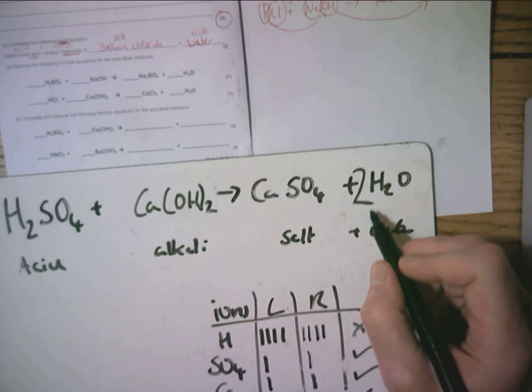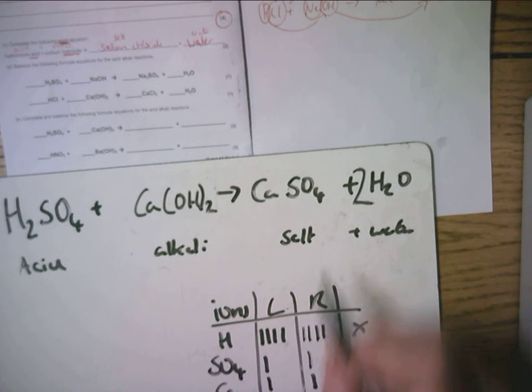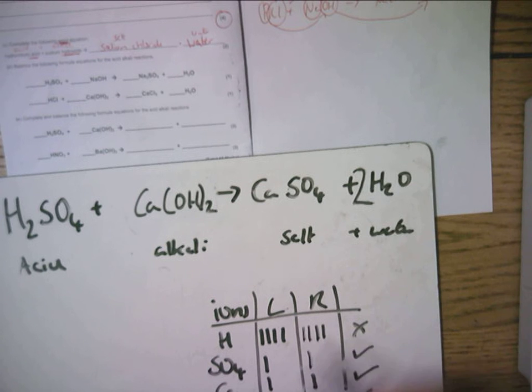Let's do it in order. How many sulfates? I've still got 1. How many calciums? I've still got 1. Oxygens, 2 times 1 is 2.